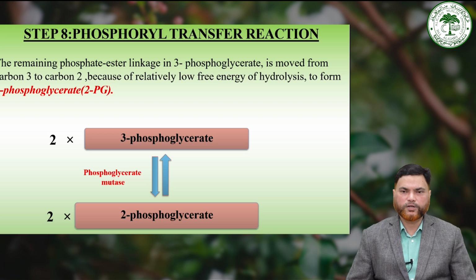Notably, this enzyme is absent in the chloroplast, preventing interference with the Calvin cycle, where 3-phosphoglycerate is produced. If phosphoglycerate mutase were present, it could divert carbon from the Calvin cycle to glycolysis. That's why this enzyme is absent in the chloroplast. So this is very interesting to share with you.